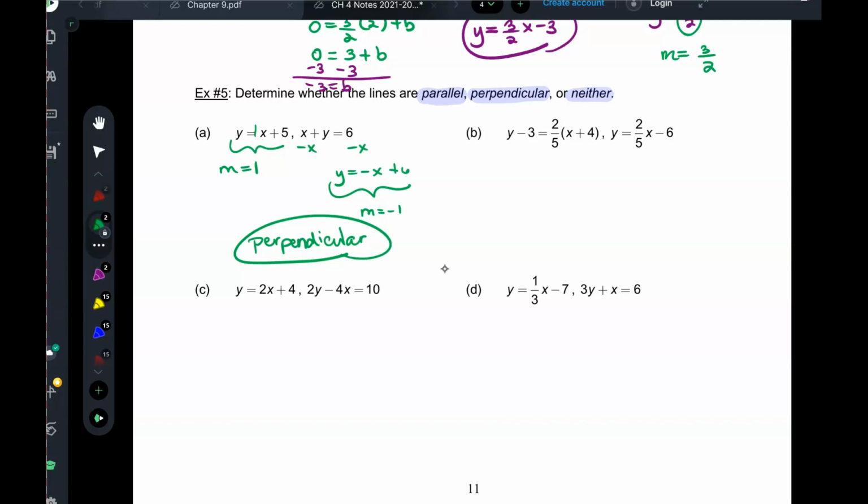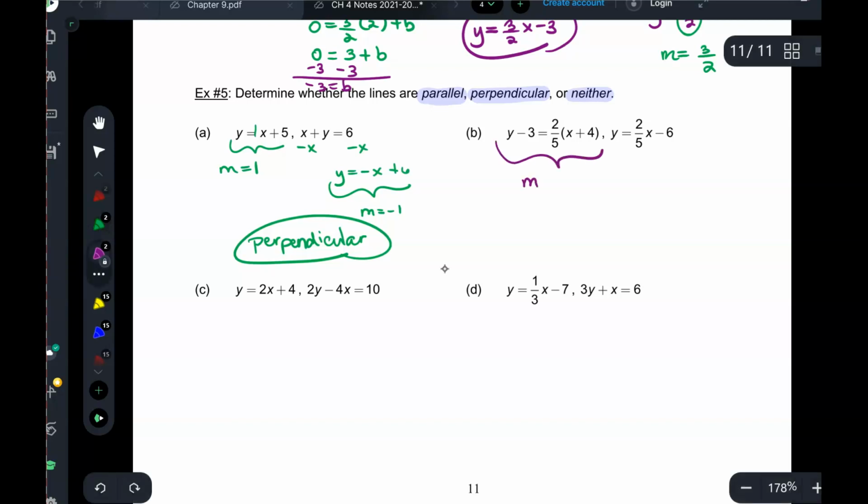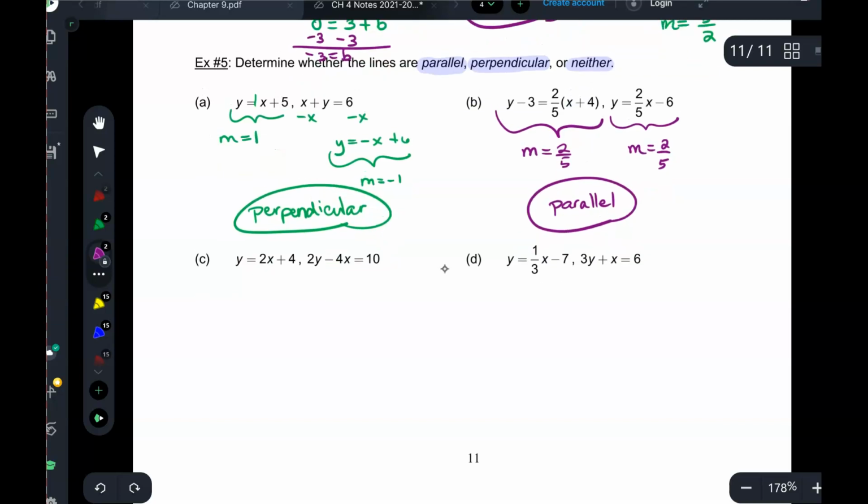Okay, with B, what is the slope of this line? This is actually in point slope form. Do you recognize what the slope is going to be? It's going to be 2/5, whatever the coefficient is. Well, what's the slope of this one? Okay, they're the same, so they have to be parallel. It matters what the slope is.